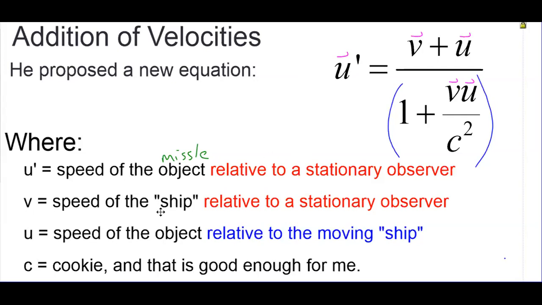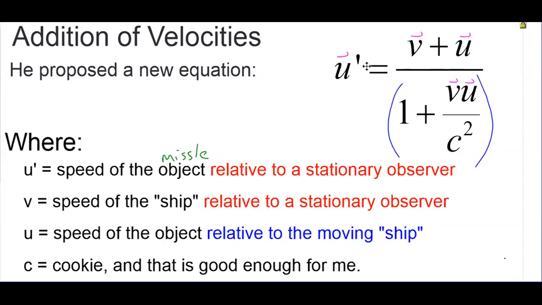V is the speed of the ship or the flying saucer or whatever it is relative to that same person standing on the ground. Okay, so that's what V is. U is the speed of the object relative to the moving ship. So that would be the speed of the missile relative to the jet. If you're in that jet or flying saucer and you throw something or shoot something, that's the speed that you would measure inside the jet or the ship. So U is how fast that missile would be according to whoever's in the moving vessel.